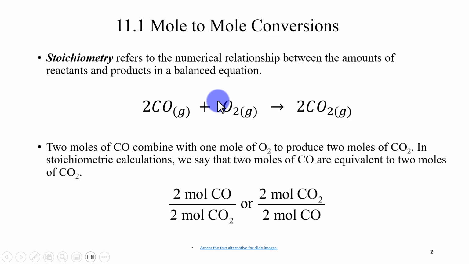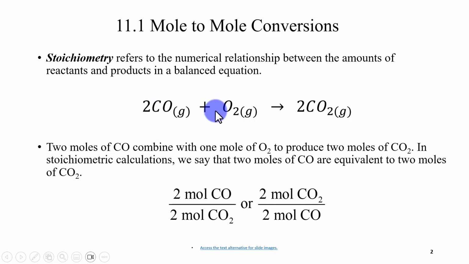These coefficients that are in front of my molecules in a balanced chemical reaction are molar relationships. So in this reaction over here, I know that 2 moles of carbon monoxide combined with 1 mole of oxygen to give me 2 moles of carbon dioxide. Note that, as always, the missing number here is a 1. That is assumed, and so we don't write it. These relationships are true for any amounts that I start with.